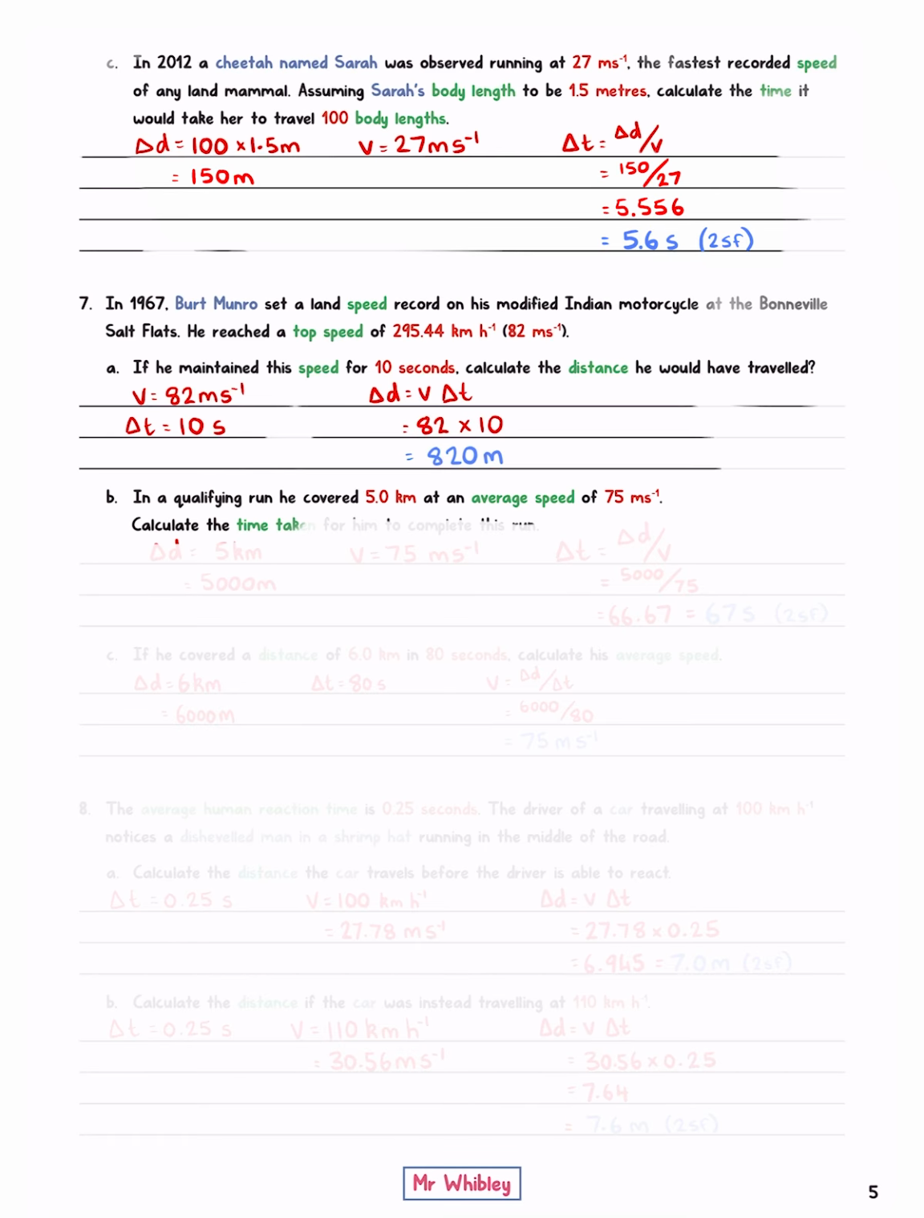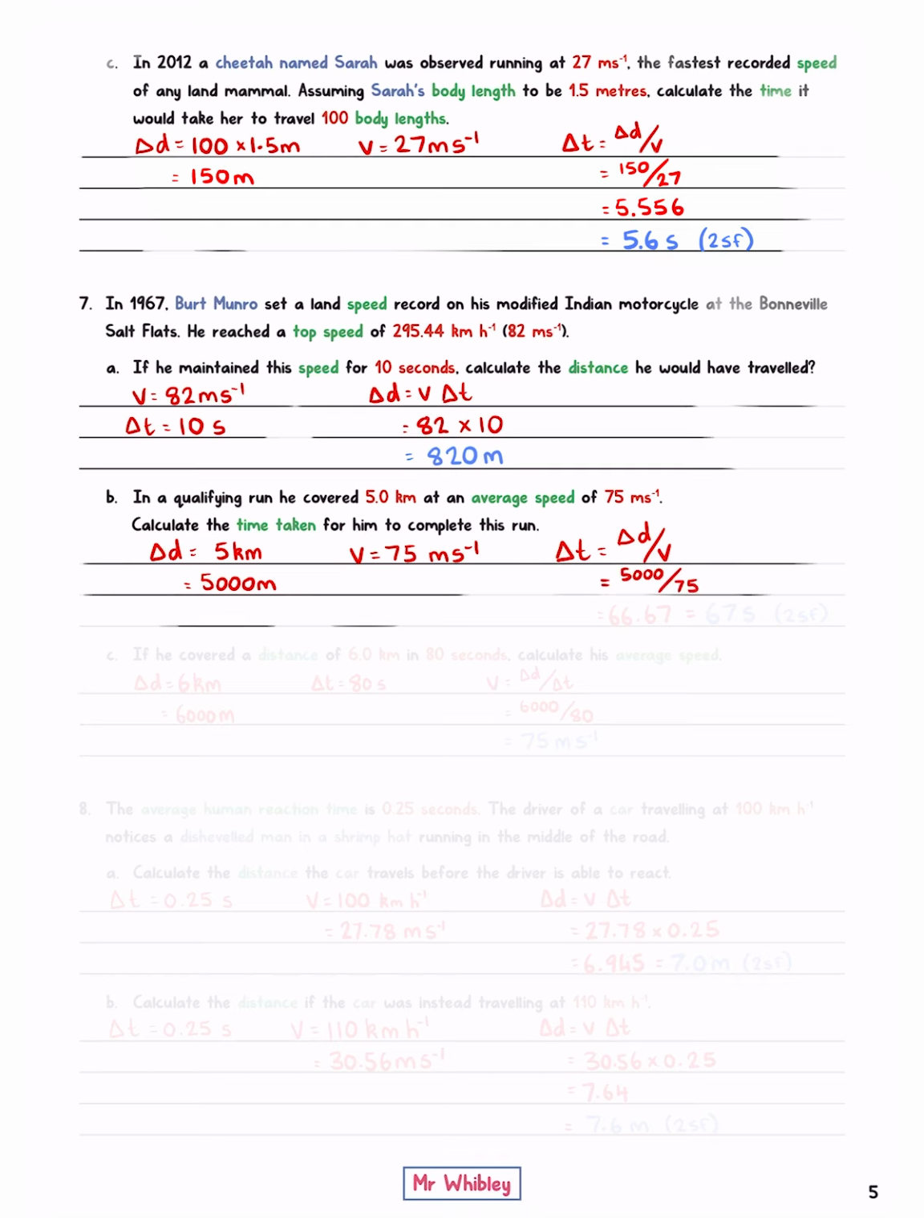In a qualifying run, he covered 5 kilometers at an average speed of 75 meters per second. Calculate the time taken for him to complete this run. Our distance of 5 kilometers is 5,000 meters. We have a velocity of 75 meters per second. Using our duration equation, putting our numbers in, gives us 66.67 or 67 seconds to two significant figures.